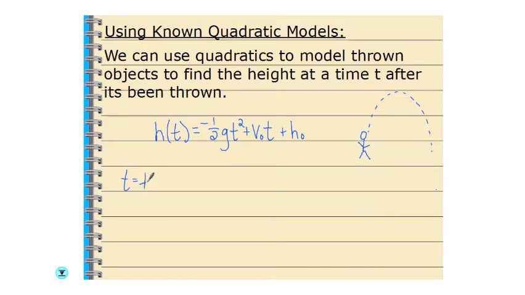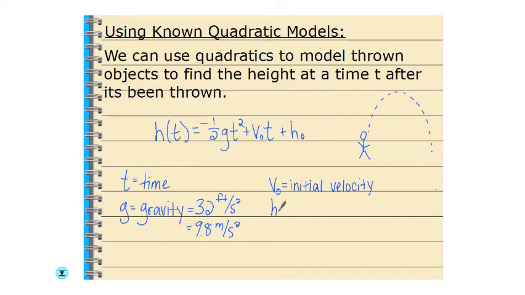So t is the time after the object is thrown. G is gravity, and so gravity has two possible answers. It depends on the units. So gravity is either going to be equal to 32 feet per second squared, or it's going to be equal to 9.8 meters per second squared, all depending on the units of the givens that you have. We say that v with the subscript of 0, we call that v naught. That's the initial velocity of the object. And h naught would be the initial height of the object.